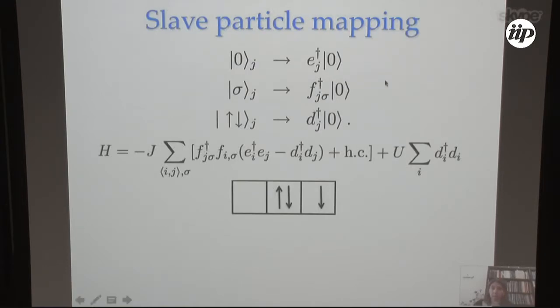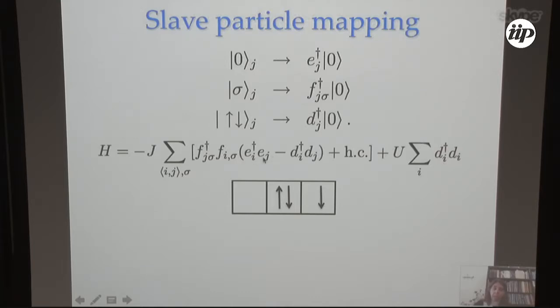In that case, we get a slave particle mapping. We can rewrite our Hamiltonian in that way, where we are going to have zeros, which are holons, fermions, which can be up or down, and doublons, which is an up and down at site j. So this one I write as creating an operator empty in the vacuum. Here I'm creating fermions on the vacuum with the spin sigma, and here are the doublons that I'm creating on the vacuum. Using this slave particle mapping, we are able to rewrite the Hamiltonian in that way. So the U now acts as a chemical potential for the doublons.